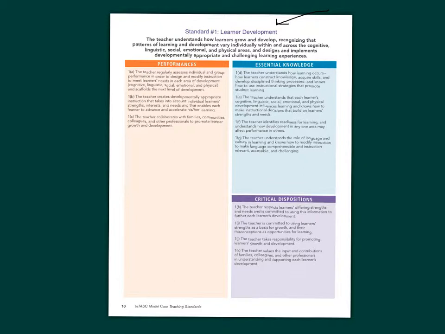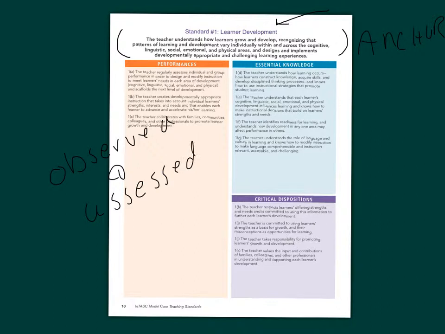Okay, and then this is the anchor standard I was talking about earlier, that encompasses these three aspects. Performances is what you can observe. Okay, this is what's observed and assessed in teaching practice. So observed and assessed. Okay, you can see it and you can decide how well it's working. Again, it's not a checklist, but it's a helpful way of picturing what this standard looks like.